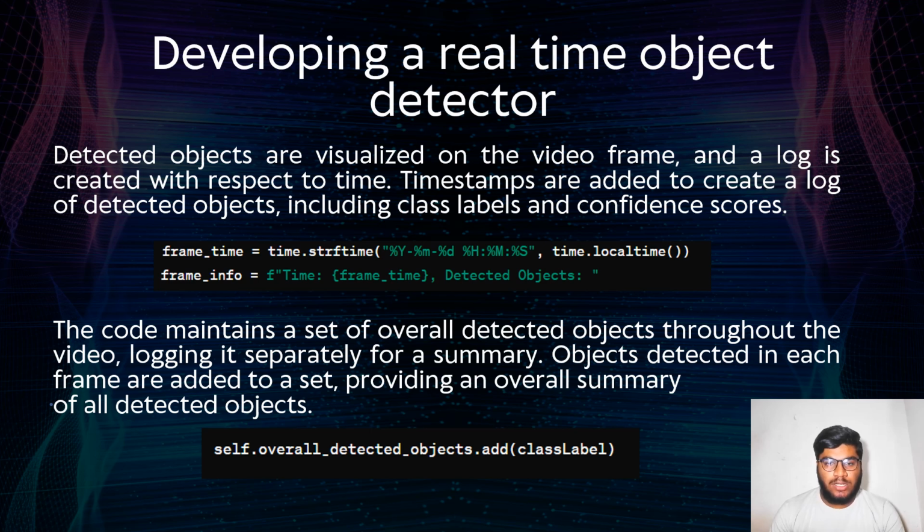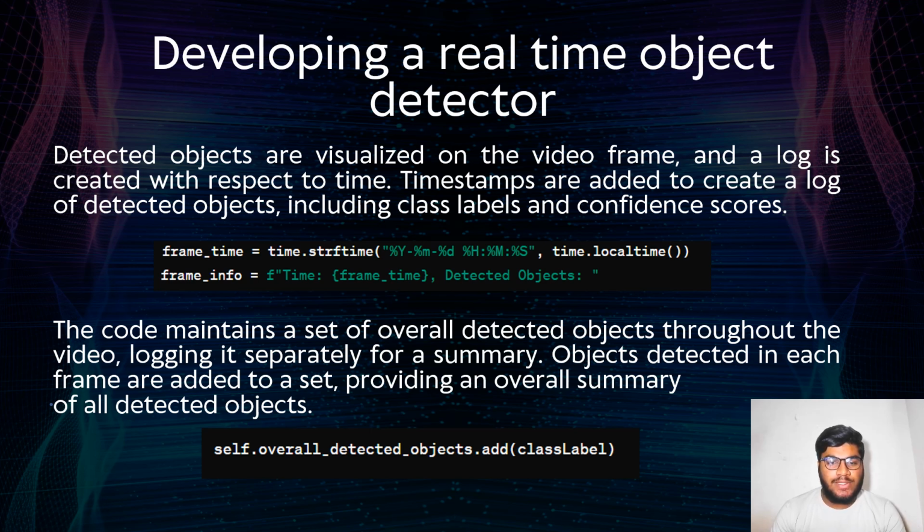After the successful image detection, the detected objects are visualized on the video frame and a log is created with respect to time. Time stamps are added to create a log for the detected objects, including class labels and confidence scores, where the frame time is applied in the year, month, date, and hour, minute, second format. And the frame info is also mentioned with respect to the detected objects.